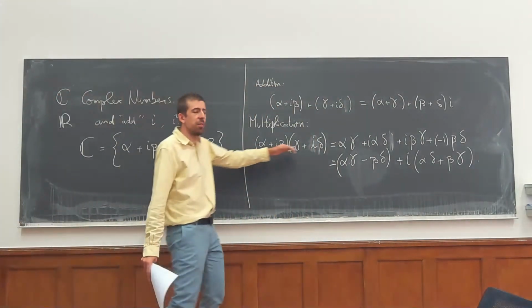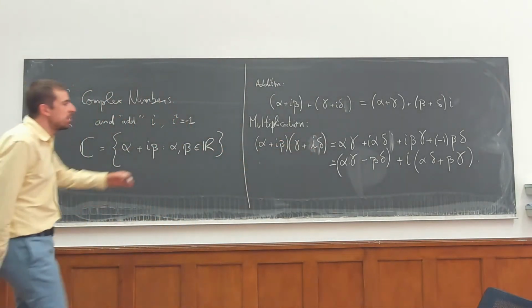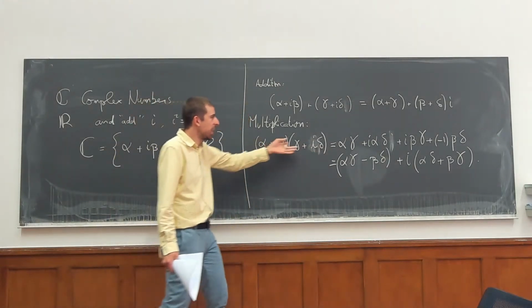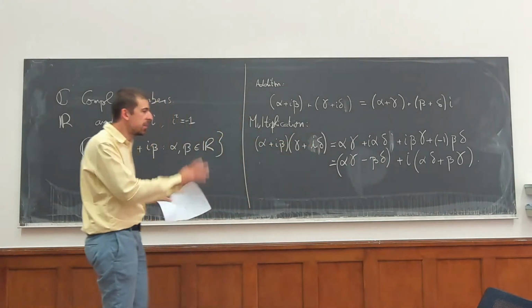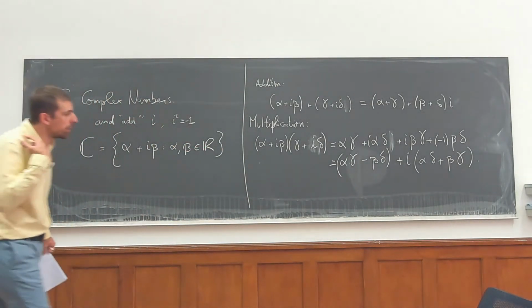But this is the way that will give us, one would have to check that everything is consistent and so on. But just using the properties that we would like to hold and carrying out distributivity, you get exactly this, and this will be our multiplication for complex numbers. Okay.